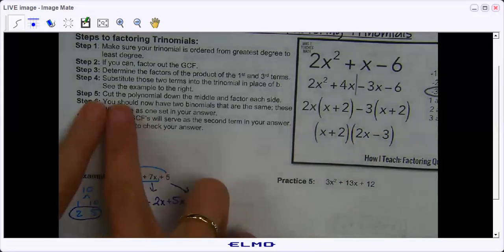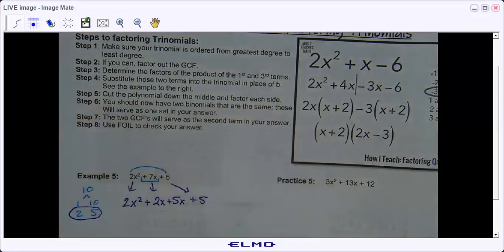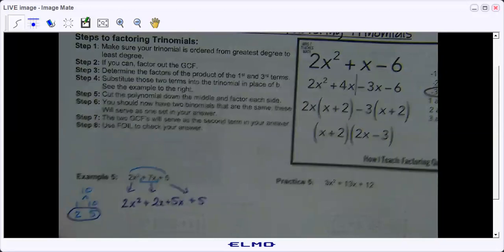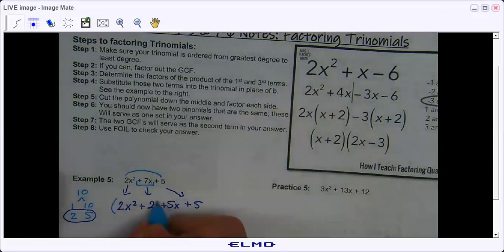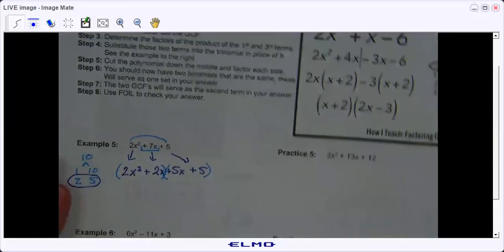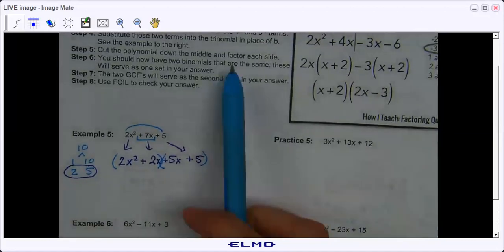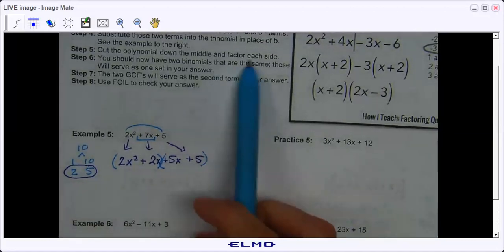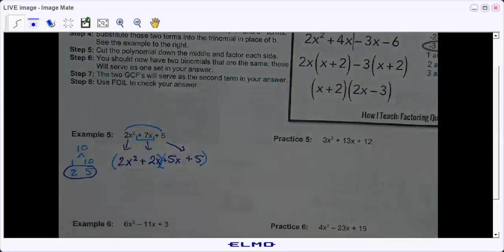Step 5, cut the polynomial down the middle and factor each side. When it says cut the polynomial down the middle, that's kind of what they did up in this example. Basically what we're going to do is put parentheses around the first two terms, and then put parentheses around the second two terms. That's what it means. And we're going to factor each side. So we group them, and now we're going to factor them.